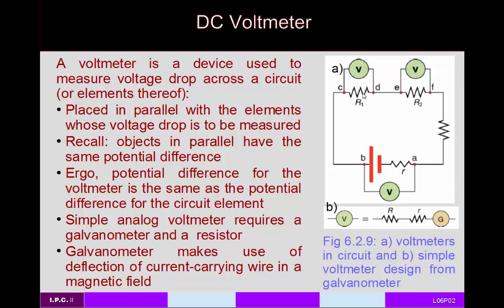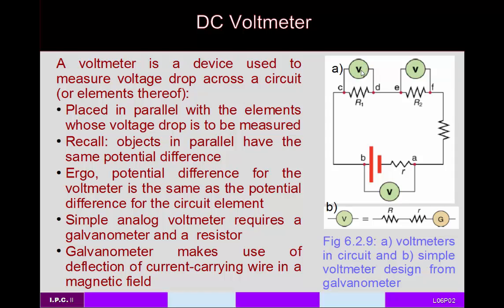It's worth noting that based on Kirchhoff's rules and our discussion of DC circuits, we can figure out something about the internal properties of the voltmeter. It's making use of a galvanometer. A galvanometer uses the deflection of a current carrying wire in a magnetic field to measure just how much current is in the wire. We'll talk more in depth about that when we talk about magnetic fields in another lecture set or two.